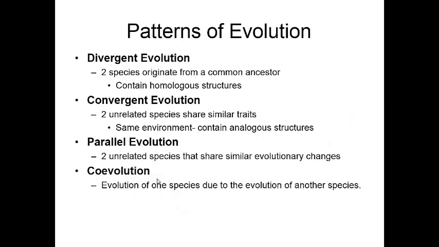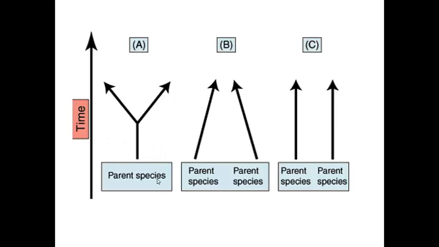Evolution has the ability to pull populations and to pull species in different directions. Here you see four different patterns of evolution: divergent evolution, convergent evolution, parallel evolution, and coevolution. Divergent evolution is where one parent or ancestral species is going to diverge into two new species. Since these two new species evolved from a common ancestor, they are going to share homologous structures in common.